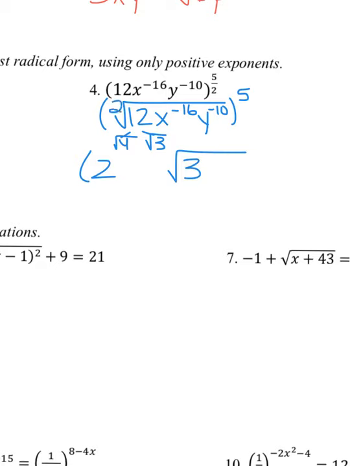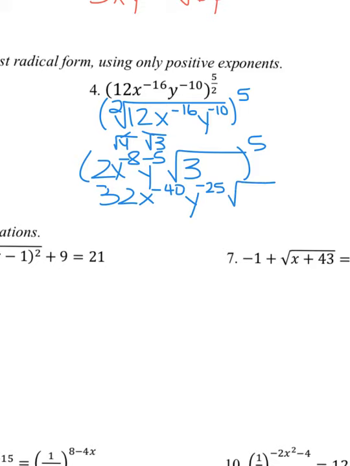And then we have 2 goes into negative 16, negative 8 times. 2 goes into negative 10, negative 5 times. And I have to raise this to the 5th power. So everything gets raised to the 5th, including the 3 that's inside the radical. 2 to the 5th is 32. And then we have x to the negative 40th, y to the negative 25th, square root of 243.